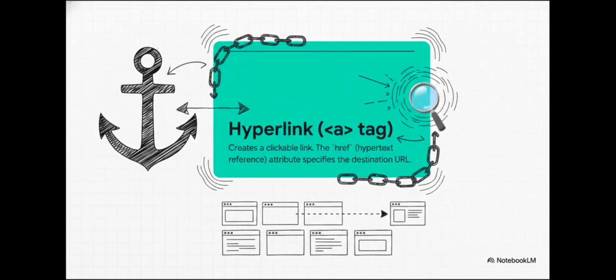The magic happens with the anchor tag, which is just A. Whatever text you put between the opening A and the closing A becomes a clickable link. But a link to where? That's where the href attribute comes in. An attribute is just extra info for a tag. Here, href is where you put the destination address.